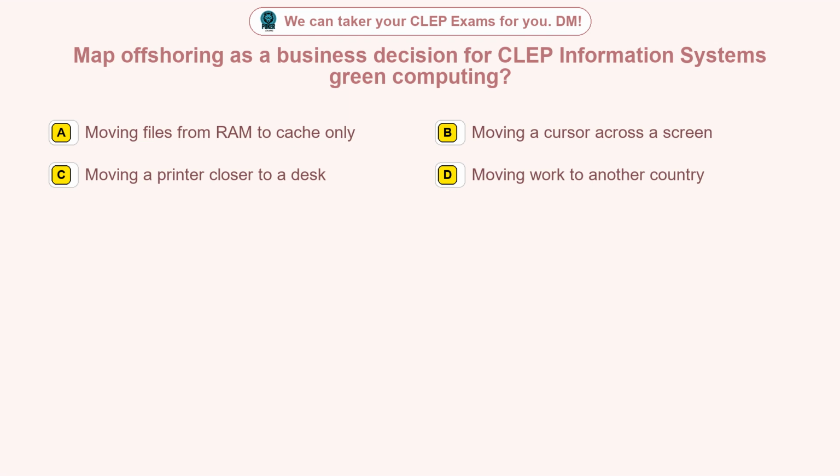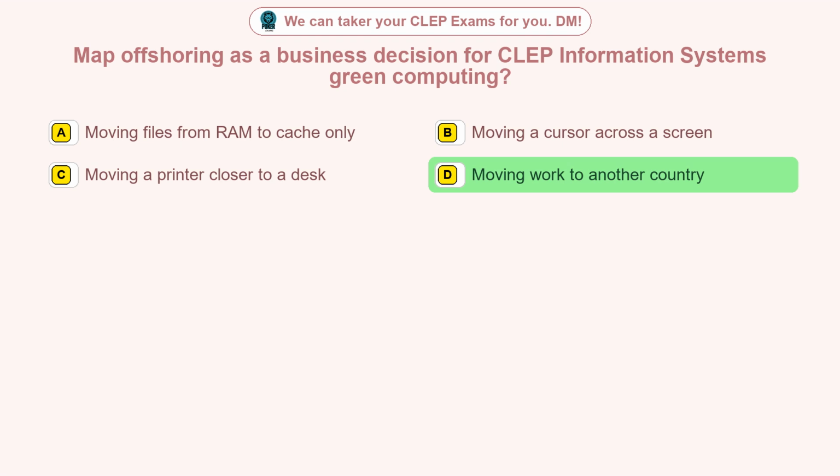Question 97. Map offshoring as a business decision for CLEP Information Systems green computing. Option A. Moving files from RAM to cache only. Option B. Moving a cursor across a screen. Option C. Moving a printer closer to a desk. Option D. Moving work to another country.